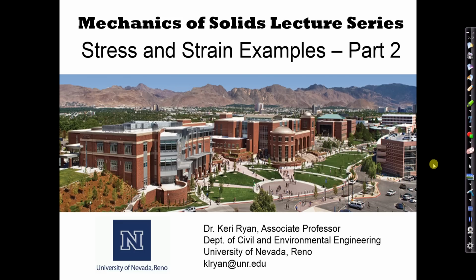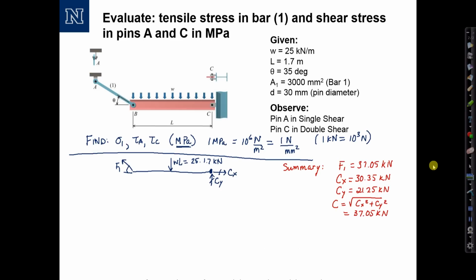Welcome back. In part 2, we're continuing with the example that we were looking at in part 1. At this point, I'd like to summarize what we found out so far. We solved for the force F1 in member 1, 37.05 kilonewtons.